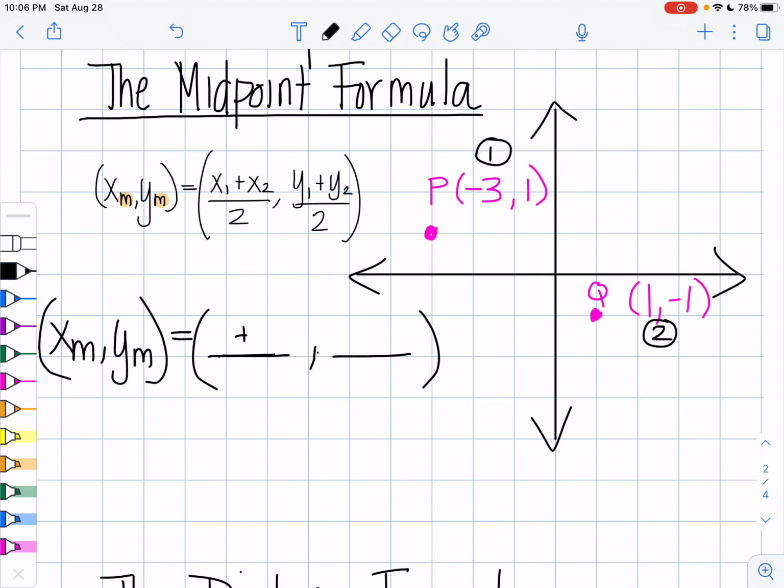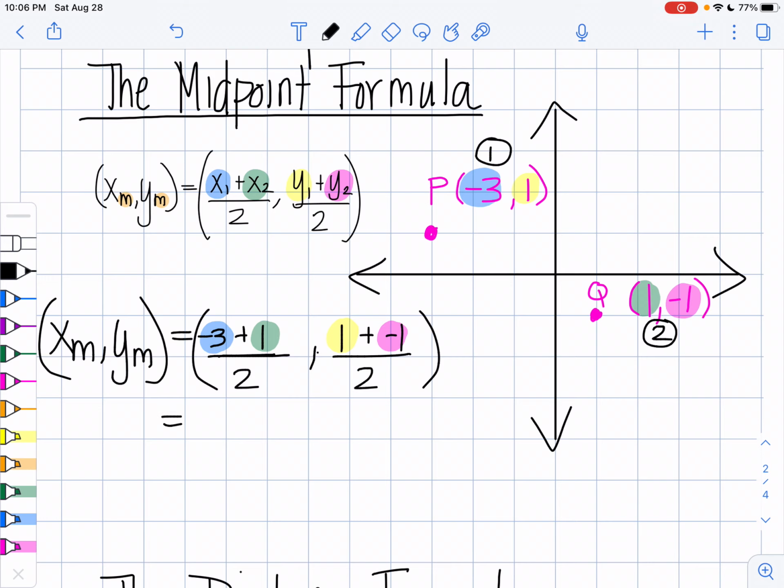Okay, plus. So here, this is saying in my point 1, what's my x value? This one says, in my point 2, what's my x value? This one says, in my point 1, what's my y value? And this one says, in my point 2, what's my y value? So I fill in all these values. So I have -3, 1, 1, -1, divided by 2, divided by 2.